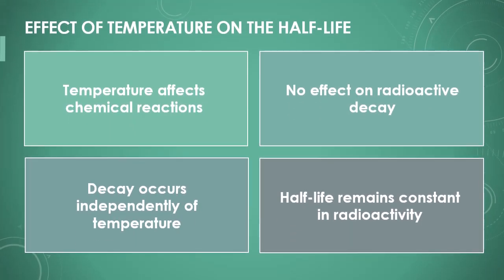Temperature can influence the half-life of chemical reactions. Typically, a higher temperature causes reactions to occur more quickly. However, for radioactive substances, temperature has no effect on the half-life. The decay process occurs independently of external conditions such as temperature. This makes the half-life in radioactivity especially reliable.